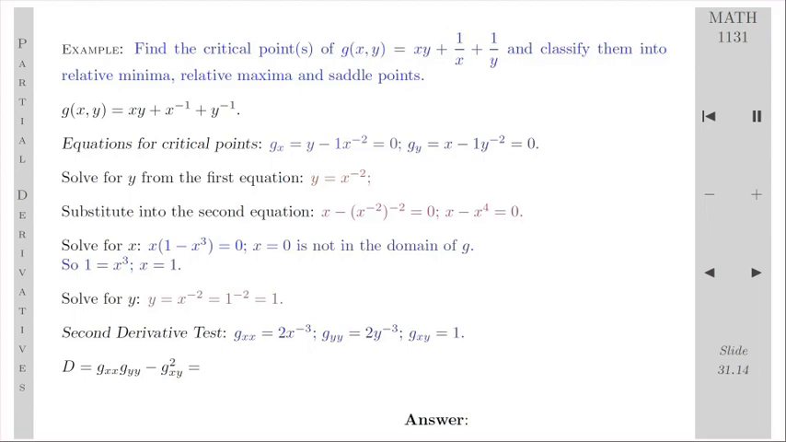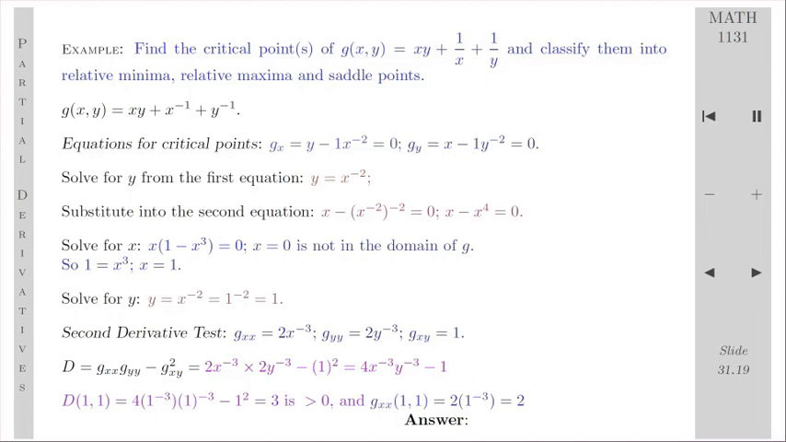So the discriminant is 2x to the power negative 3 times 2y to the power negative 3 minus 1 squared, or 4x to the power negative 3 y to the power negative 3 minus 1. If I plug in the critical point's coordinates, 1 for x and 1 for y, I get 4 minus 1, that's 3, that's positive. So (1, 1) is a relative extremum. To figure out if it's a relative max or relative min, I need to plug in the coordinates of the critical point into gxx. gxx is 2x to the power negative 3. If x is 1, it comes out to be 2. That's also positive, which means that (1, 1) is a relative minimum.